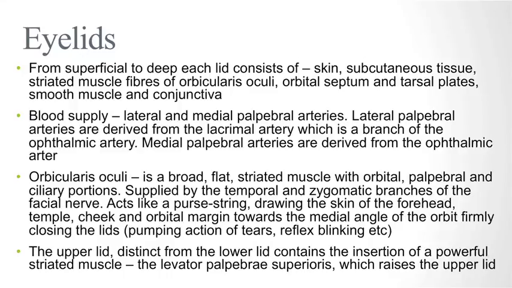Orbicularis oculi is a broad, flat, striated muscle with orbital, palpebral, and ciliary portions, supplied by the temporal and zygomatic branches of the facial nerve. It acts like a purse string, drawing the skin of the forehead, temple, cheek, and orbital margin towards the medial angle of the orbit, firmly closing the lids. The upper lid, distinct from the lower lid, contains the insertion of a powerful striated muscle, the levator palpebrae superioris, which raises the upper lid.